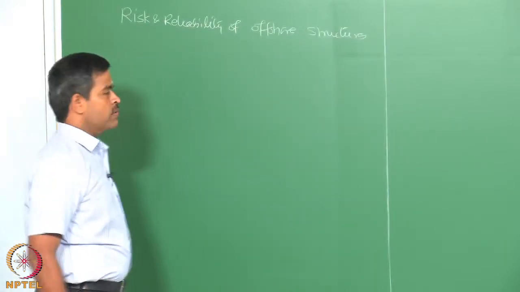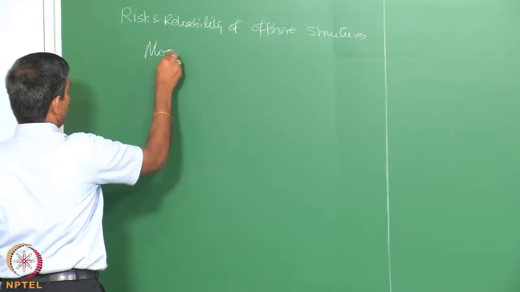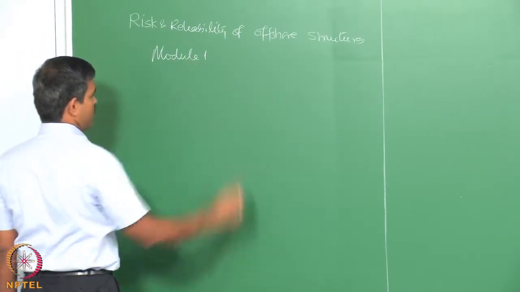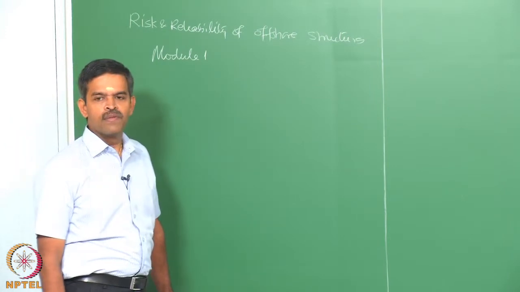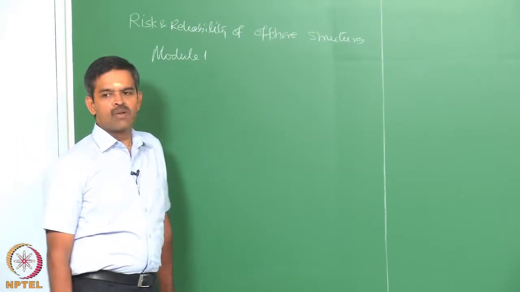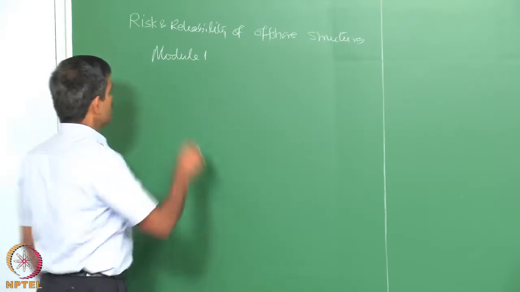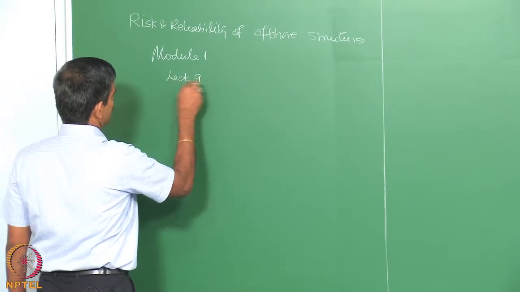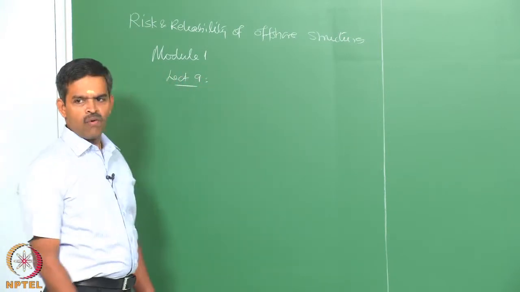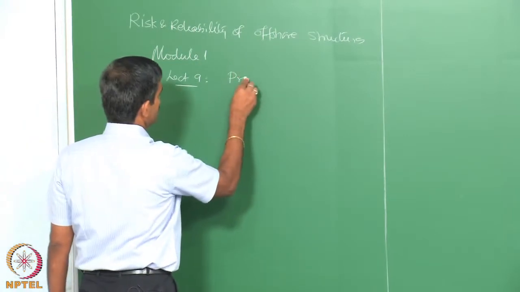We are talking about the first module lectures, where we are discussing introduction to reliability and some introduction to plausible reasoning and probability theories. Today we are going to discuss lecture 9, which will focus on probability distribution.